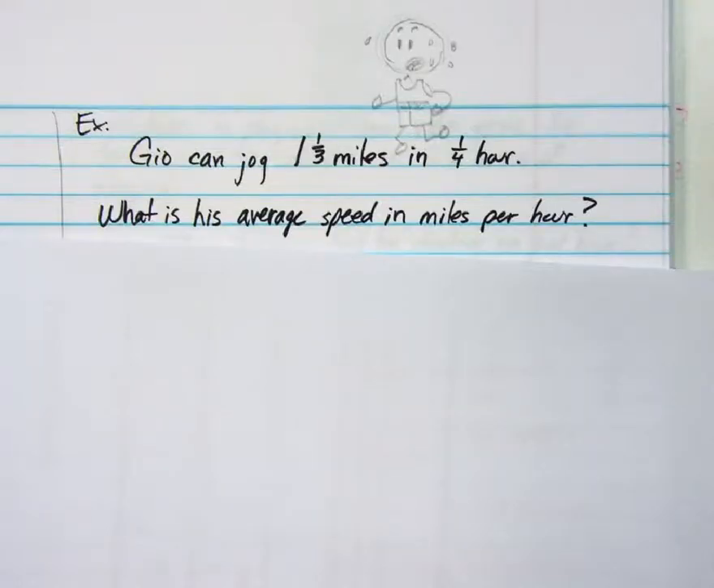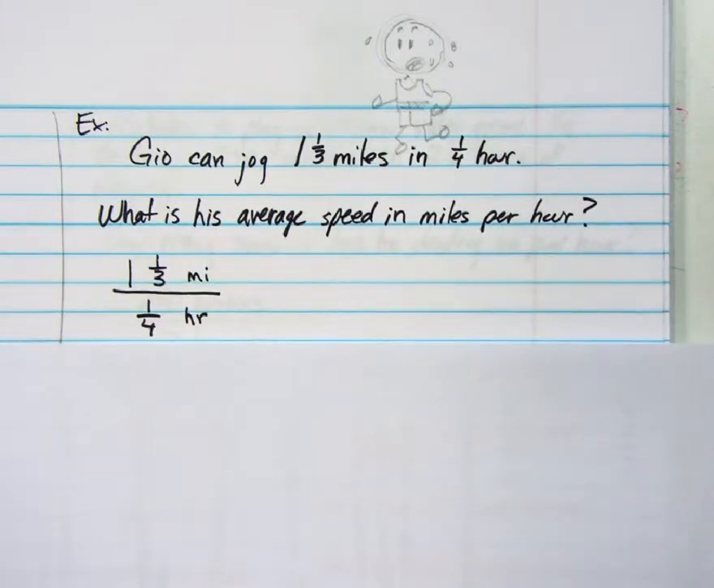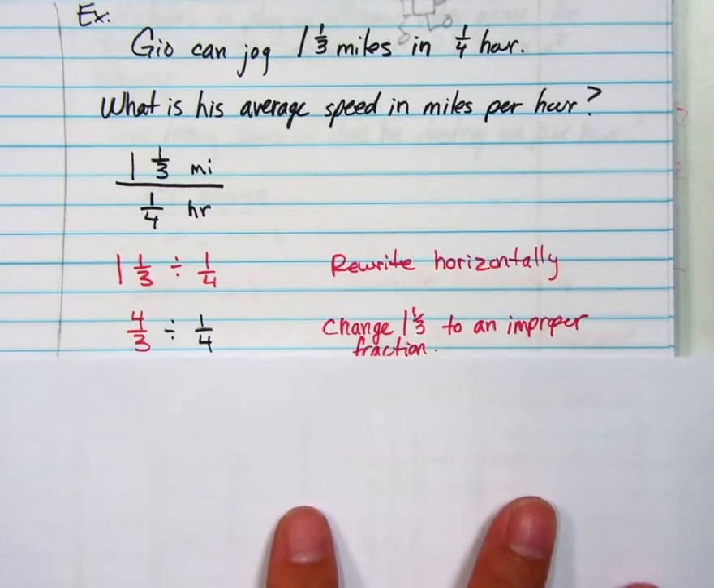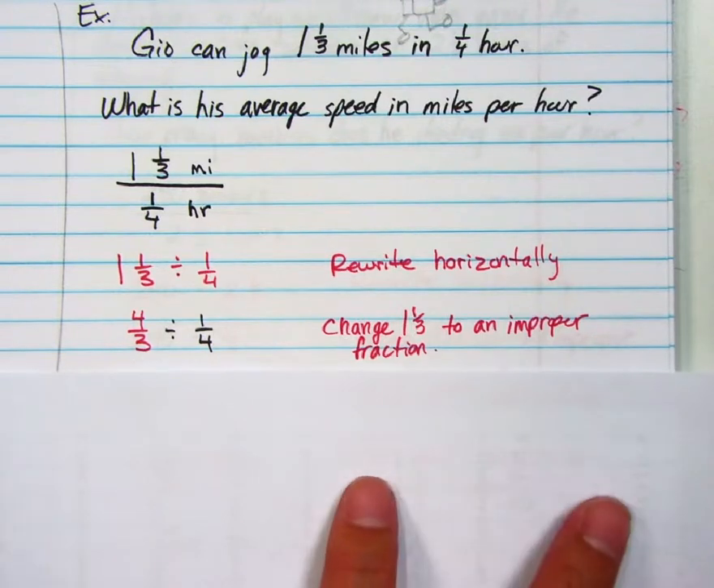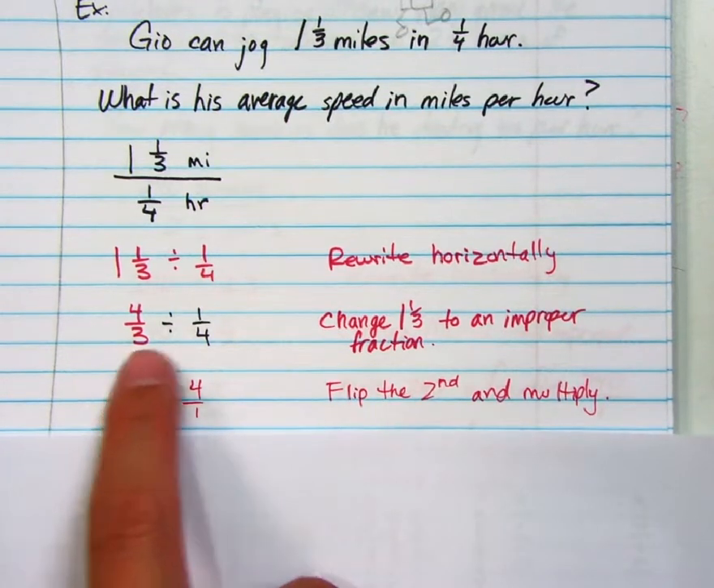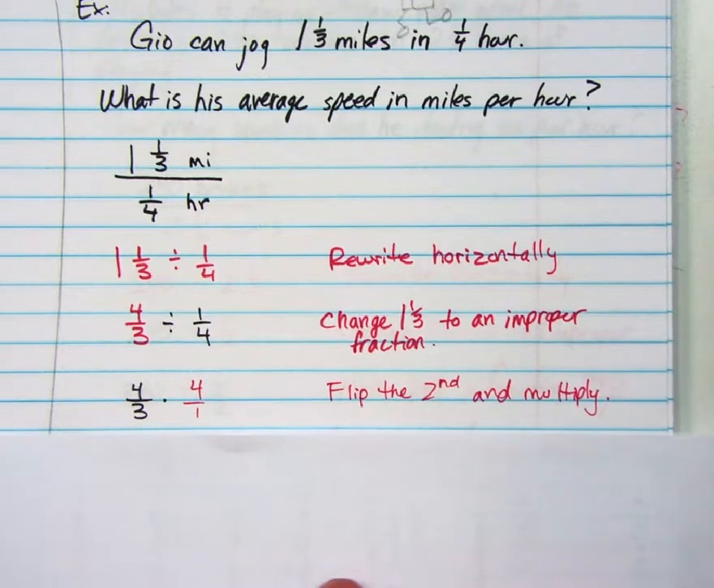Gio can jog 1 1/3 miles in a quarter of an hour. What is the average speed per hour? Well, what if he ran that same speed but for a full hour? How far would he be able to run? Well, here we go. This is really asking me for 1 1/3 miles divided by a quarter of an hour. I start off by writing them horizontally. I then change 1 1/3 to 4/3 to make it an improper fraction. Then I remember the song, flip the second and multiply. Dividing fractions, that's easy as pie. Just multiplying by the reciprocal.